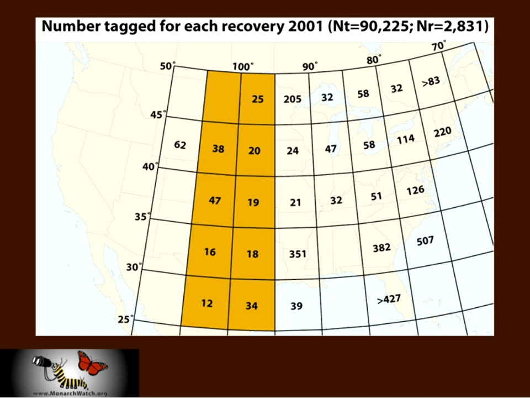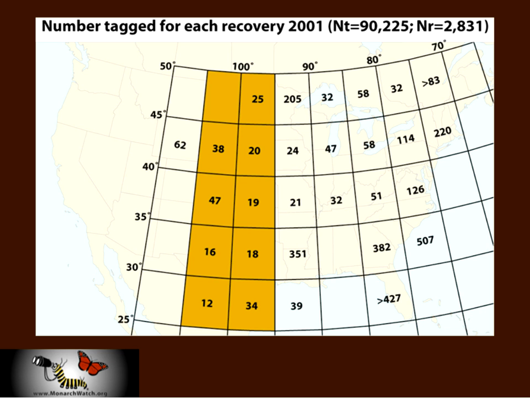To participate in this project, you actually purchase the tags from Monarch Watch. I think they're available for purchase anytime, but they won't actually ship them to you until you're ready to use them. You only tag monarchs that will migrate south. So if you ordered tags in January, you probably wouldn't get them until the end of summer or early fall, depending on where you live.